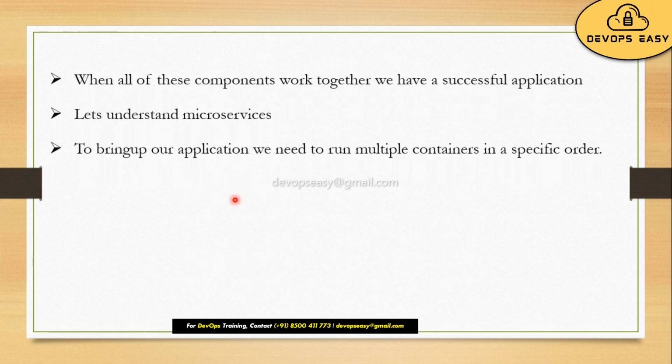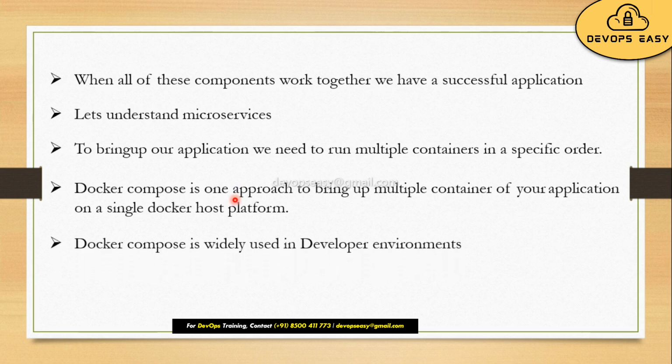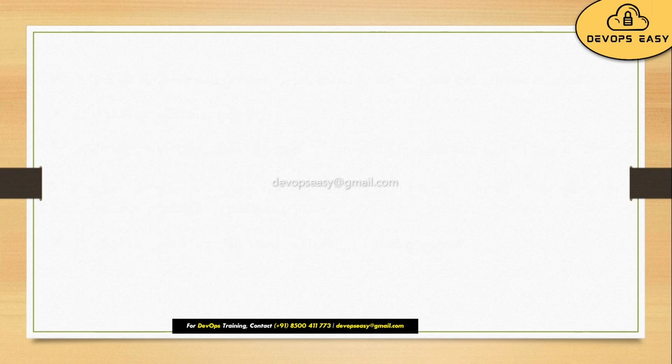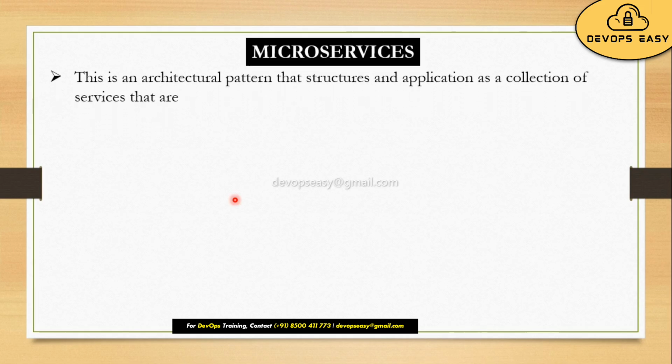To bring up our application, we need to run multiple containers in a specific order. Docker Compose is one approach to bring up multiple containers of your application on a single Docker host platform. Docker Compose is widely used in developer environments. Developers can use Docker Compose for testing purposes, but no one is using it in production. In the past they used to, but nowadays, whenever Kubernetes comes into place, there is no use of Docker Compose. They directly use Kubernetes manifest files.